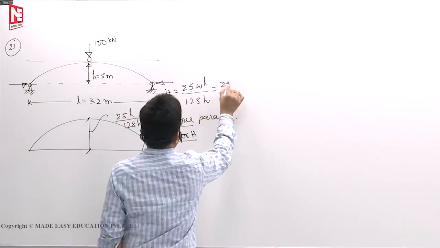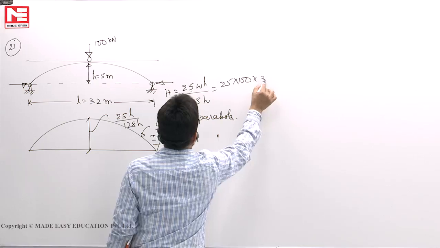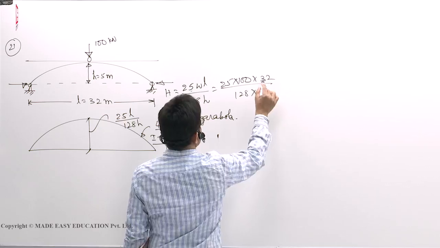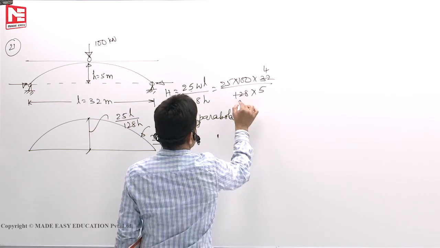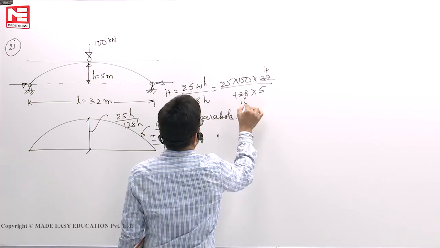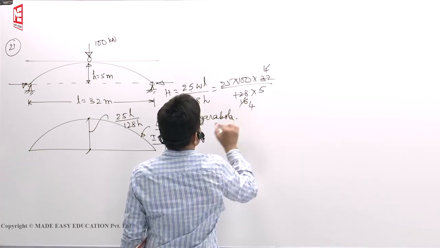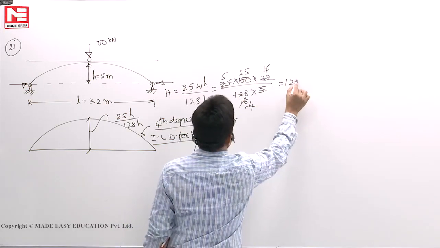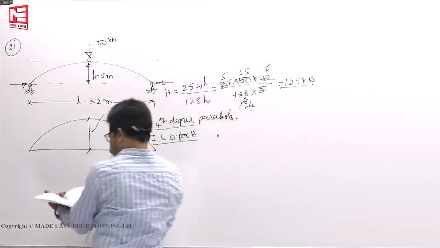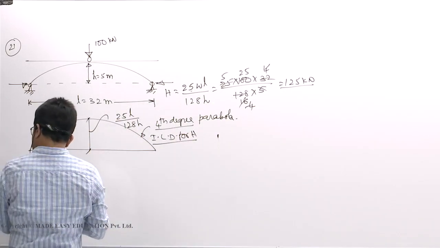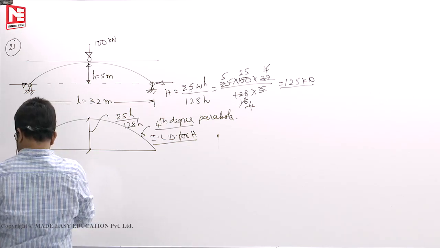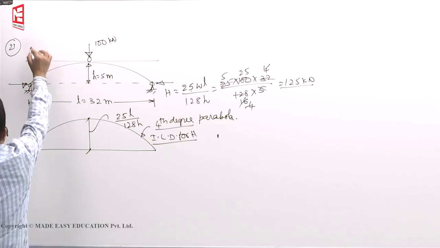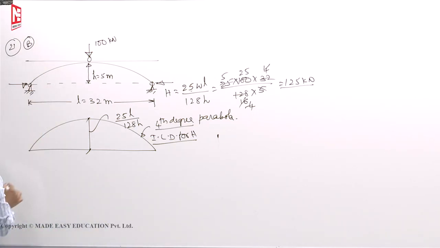So 25, W is 100, length is 32, by 128 into height is 5. 32 means 16, you will get 4 fours. 5 into 5, 25, 4, 25. So you will get 125 kilonewton. So you will get around 125 kilonewton. So 21 B is the option. Next, 22.